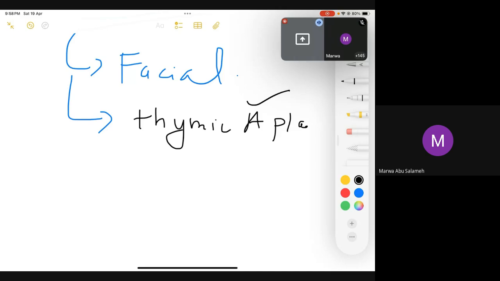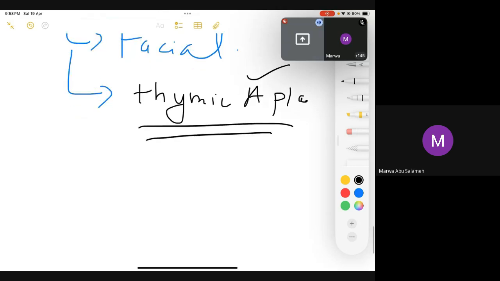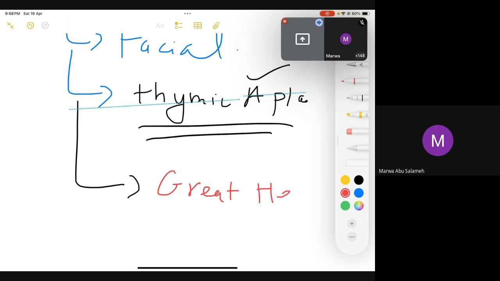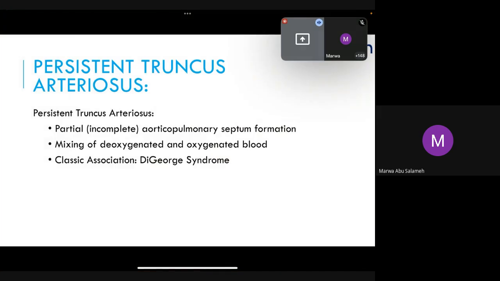We'll be discussing central and peripheral tolerance in detail in our immunology section. Perfect. So we discussed that in DiGeorge syndrome, we are also going to see some defects of the great vessels of your heart, right? Great vessels of your heart. That's very important. Let me just go back to my slides.